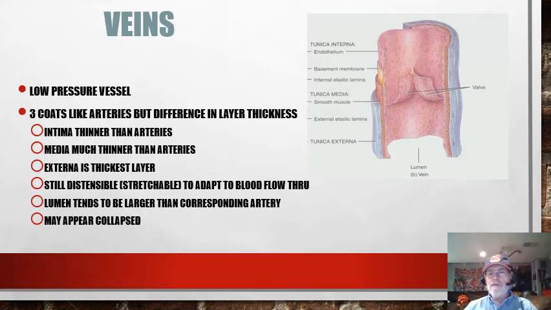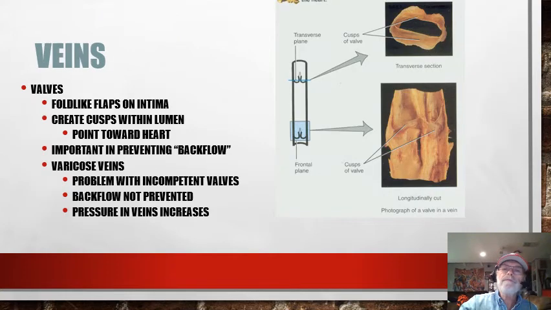Why is it flattened out? Because the walls basically are not stiff. Arteries have a stiff elastic wall. Veins have a very thin wall, so it usually flattens down by itself if there's no blood in it, and a very thin wall allows them to stretch a lot. That's an important thing about veins. Okay, we'll talk a little about what we see inside veins, which is really important.